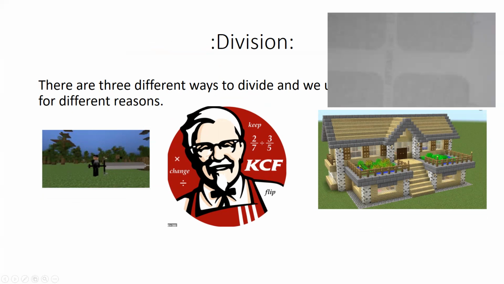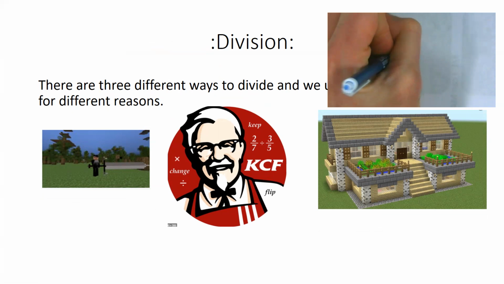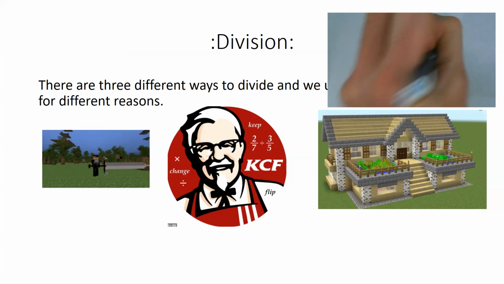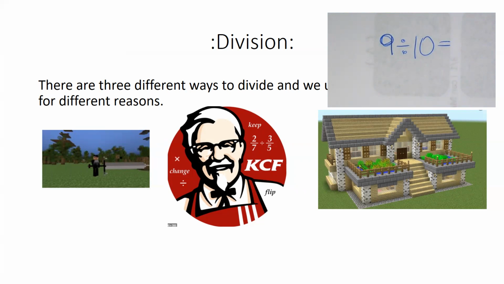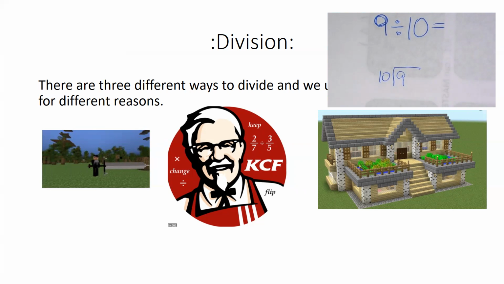So the very first method is the slice method. The reason we use this method is if your answer is kind of goofy and small, like we have 9 cookies, but we're going to split that between 10 people. So that's 9 divided by 10. And you might be like, ooh, what do I put that in a house? 9 divided by 10? No, that doesn't look right.